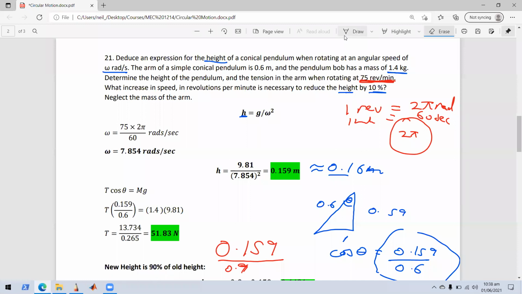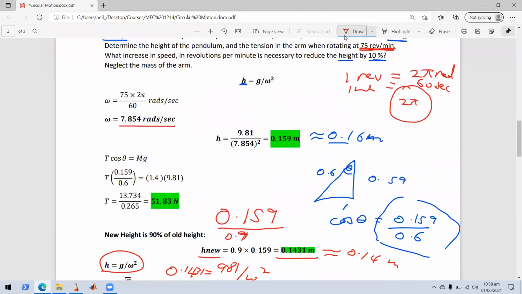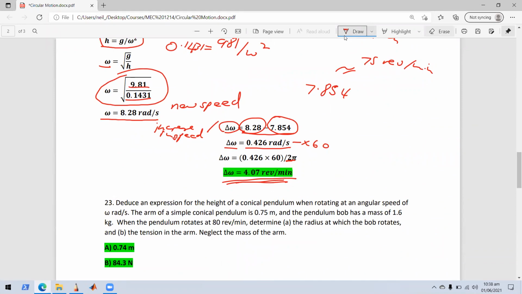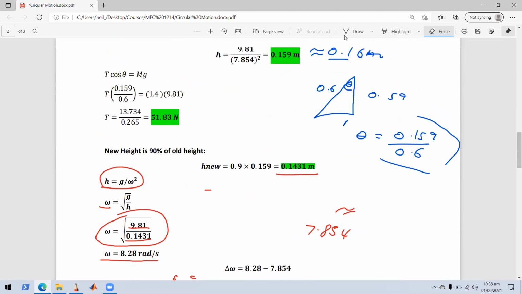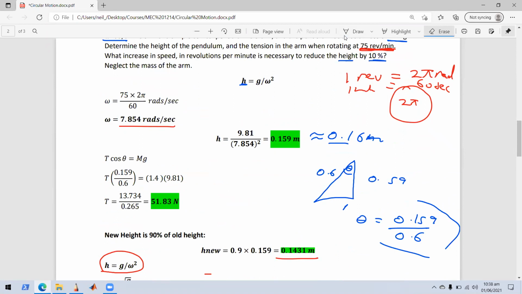Now this 7.854 is what we use later down in the question here, right? We bring it back. Now back to this new height with this 90%. Let me just make some space. So we calculated the old height with some quick calculations here, right? Use this formula. We get height as 0.159. Now, the question asks, what increasing speed in revolutions per minute, we'll look at that later, is necessary to reduce the height by 10%.